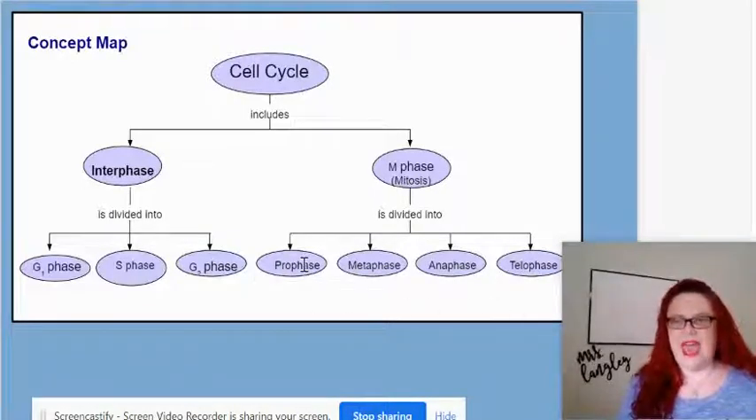In prophase, we pack up our DNA, we get rid of that nuclear envelope. In metaphase, we line up in the middle. In anaphase, we break the centromeres and pull them apart. And in telophase, we make two new nuclei. And then cytokinesis, where we split the whole cell in half.